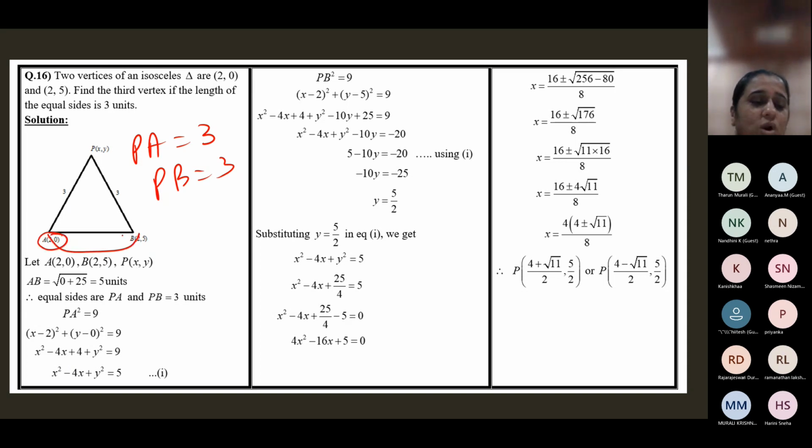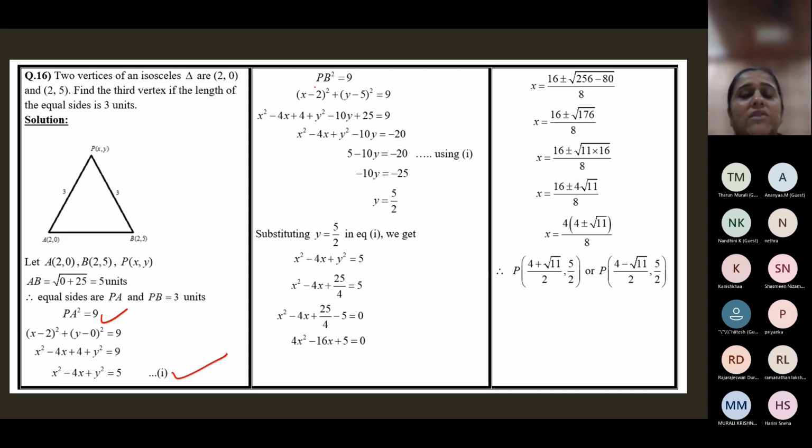In AB, you know the coordinates of A and you also know the coordinates of B. So don't work AB is equal to 5. We found AB is 5. Work PA and PB. So PA is equal to 3, so PA square is equal to 9. Please work that. You get this equation. Then work PB square. PB is equal to 3, so PB square is equal to 9. Please work that. And when you work this, you get the value of y.